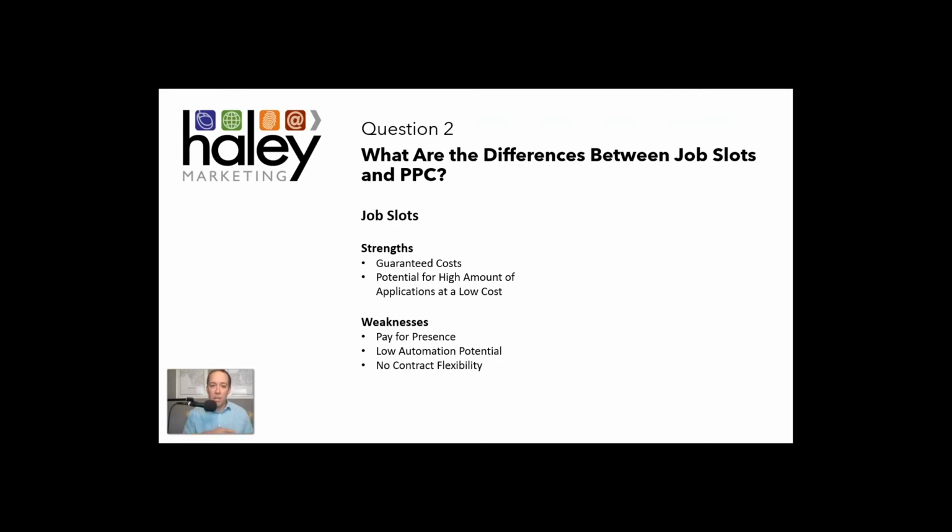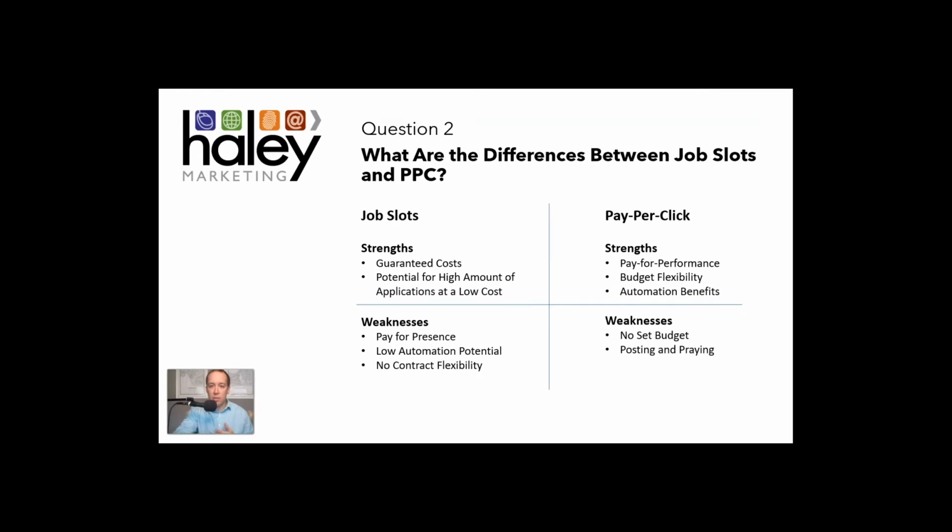The other side, you're paying for the performance, right? Maybe you have 20 job slots and all of a sudden you have a really low number of applications that month. Your cost per application skyrockets. There's low automation potential, a lot of manual swapping in and out of jobs for job slots, and your contract flexibility is eliminated. You're stuck in a 12-month contract.